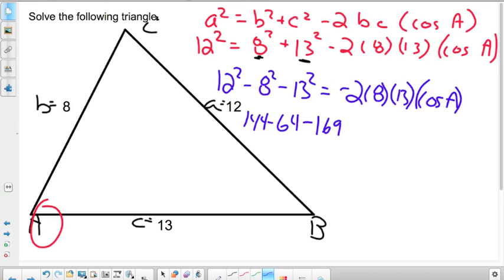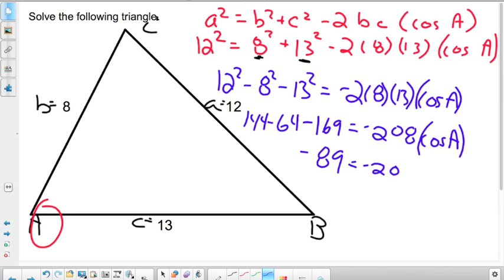And what's 2 times 8 times 13? 16 times 13? 208. So that's equal to negative 208 cos of A. So 144 minus 64 gives me 140 minus 60 is 80. Minus 169, so minus 89. That's what I need to calculate. Minus 89 is equal to negative 208 times the cos of A.